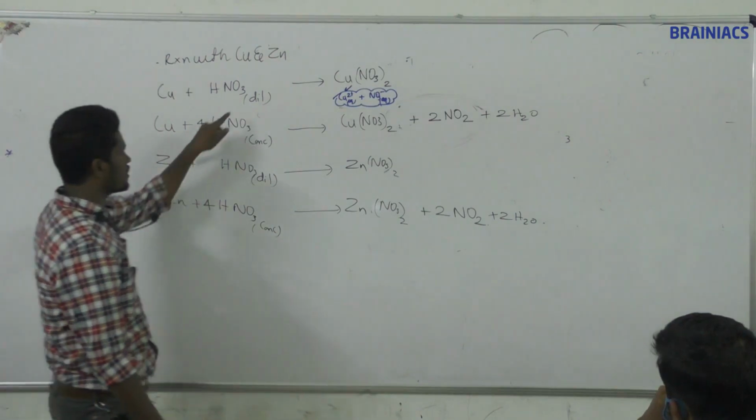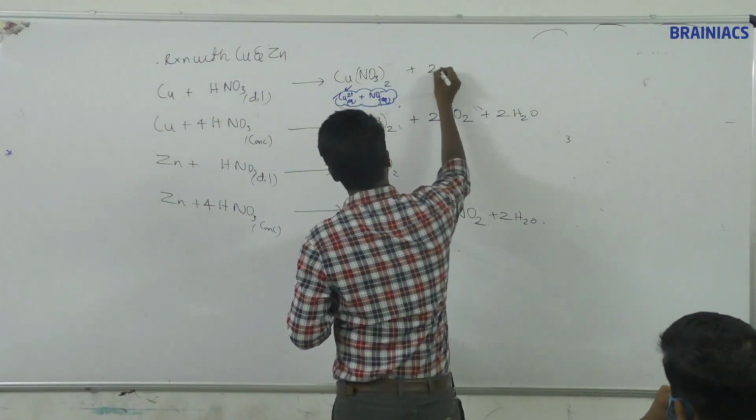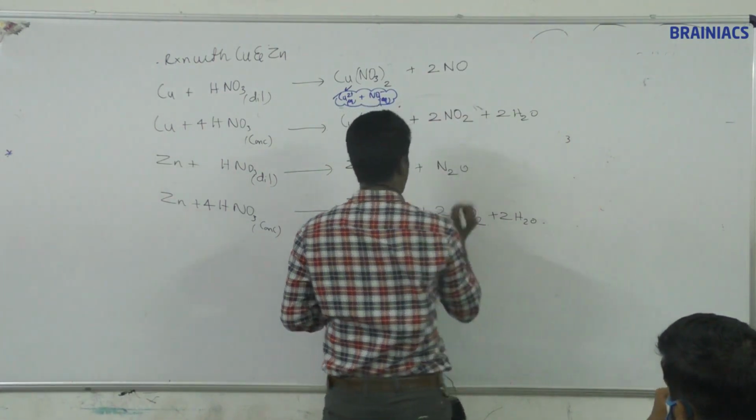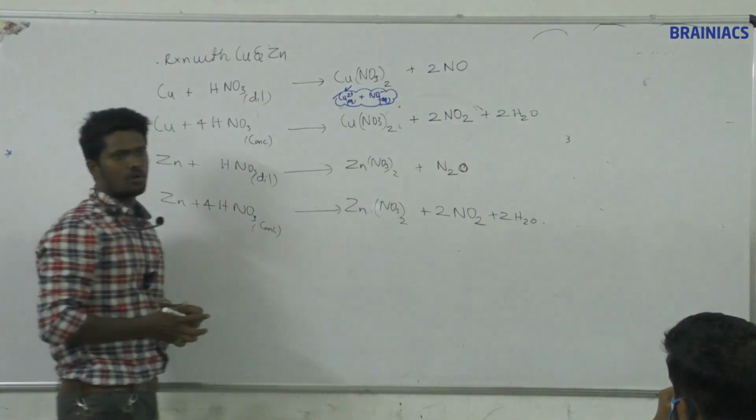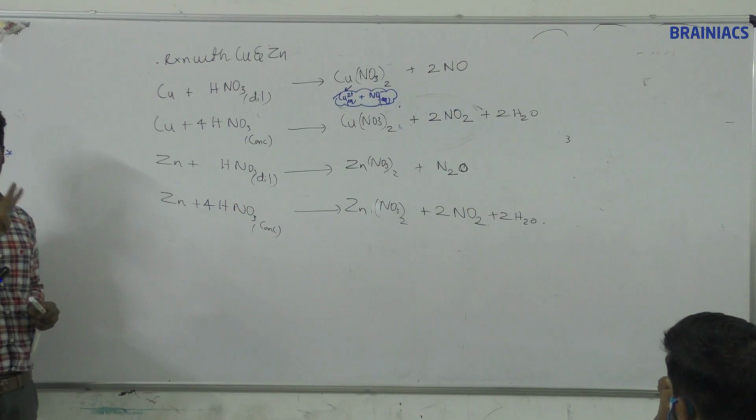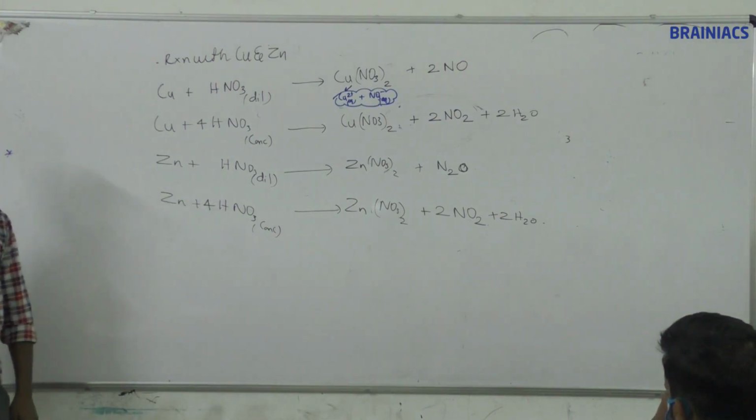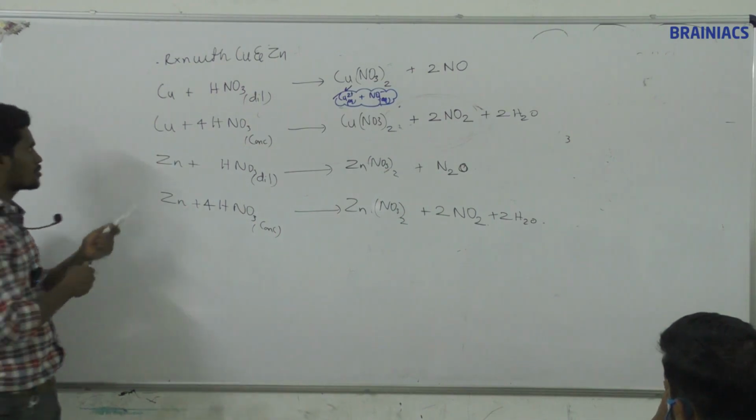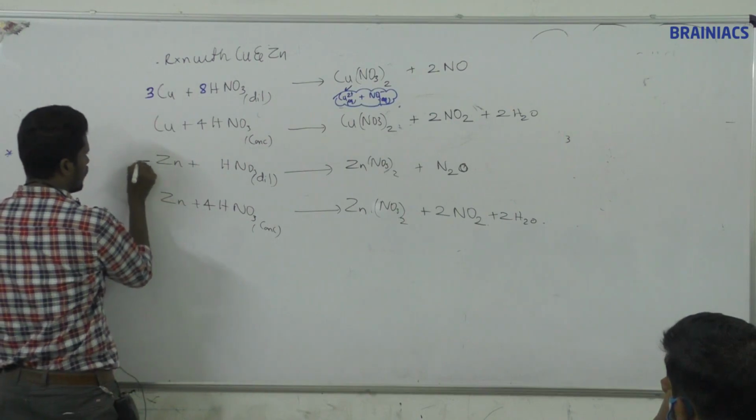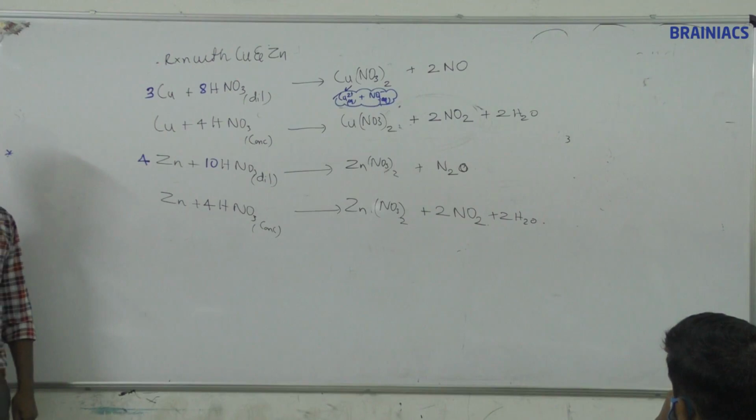So they are reacted with diluted HNO3 and these are the products formed. Okay, so copper is reacted with the diluted HNO3. What is the product formed? 2NO. And zinc is reacted with the diluted HNO3. What is the product formed? N2O. And what is the stoichiometry? So the stoichiometry here is 3, 8 and 4, 10. So what is the stoichiometry? 3, 8 and 4, 10.